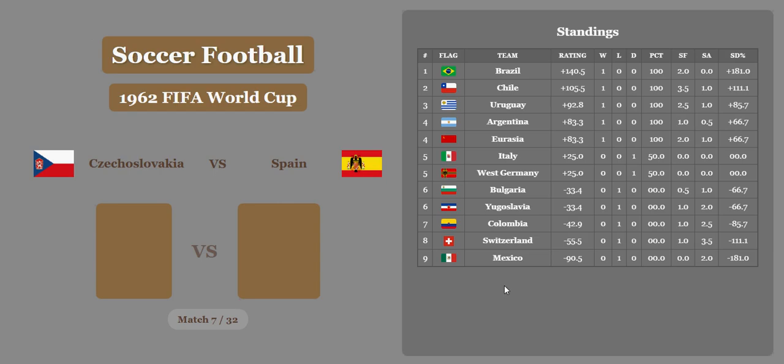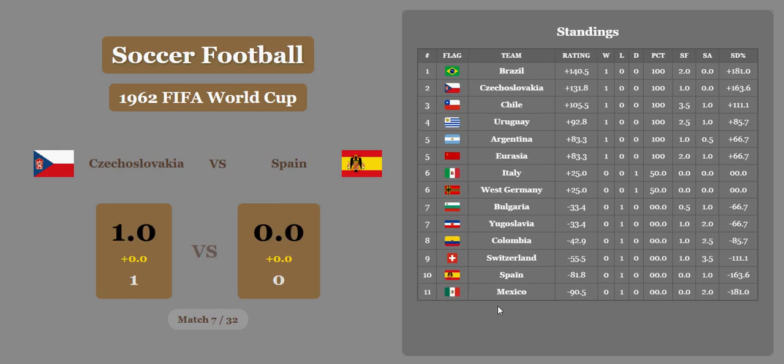Czechoslovakia versus Spain. 1-0, Czechoslovakia wins it. Let's see if they get anything in addition to that. They do not. So the final score is going to be 1-0 in favor of Czechoslovakia, and they'll move up to 2nd place. Spain is all the way down in 10th.